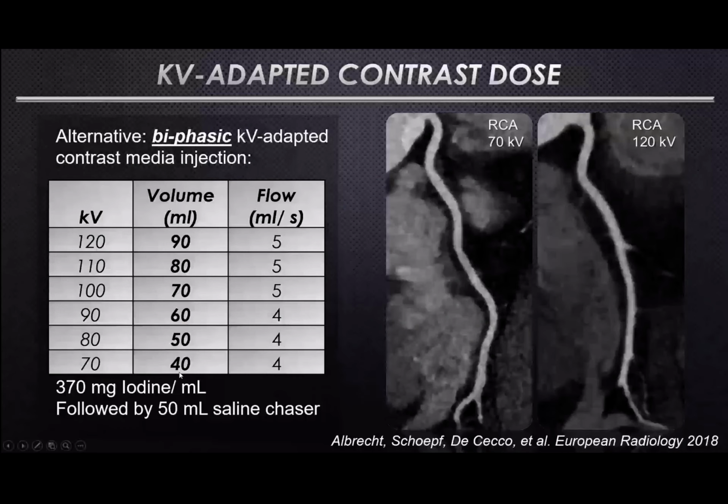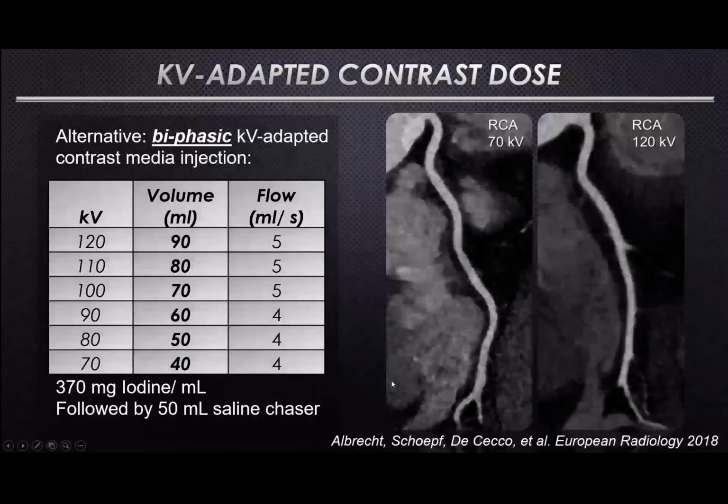So we have shown, for instance, that with a biphasic injection you can nicely adapt the contrast media to the kV, starting at 40 milliliters with a flow of 4 milliliters per second, and then you incrementally give 10 milliliters more with each 10 kV increase. Above 100 kV you will switch to a 5 milliliter per second flow, because you also have to inject the contrast media faster. This is investigated with a concentration of 370 milligrams iodine per milliliter, and each of these settings is followed by a 50 milliliter saline flush.